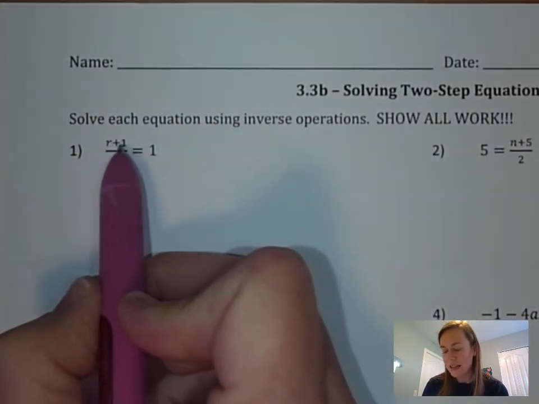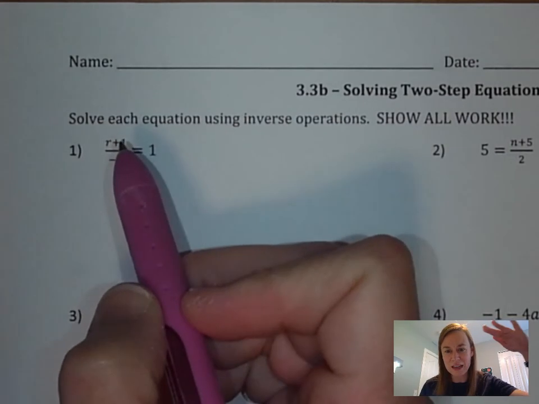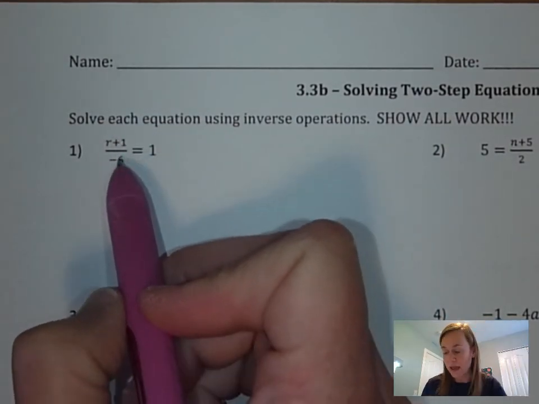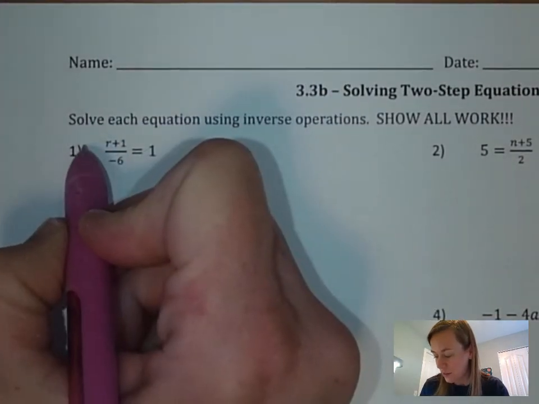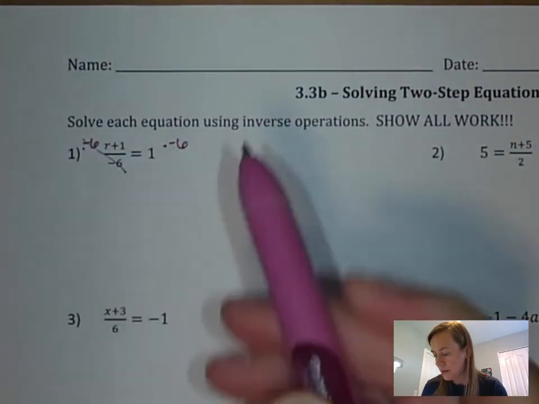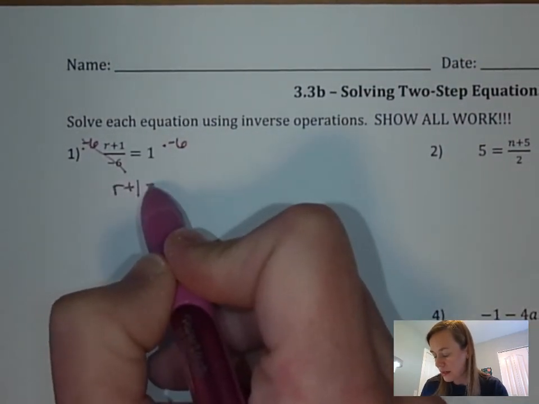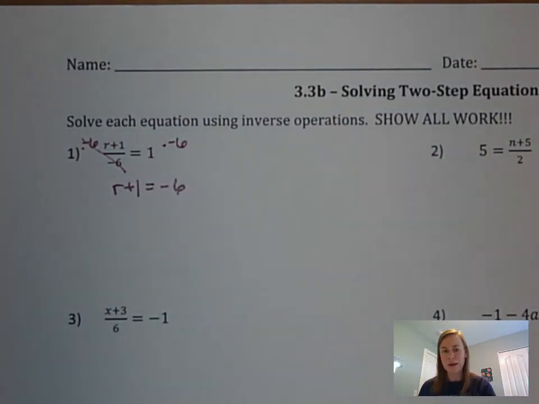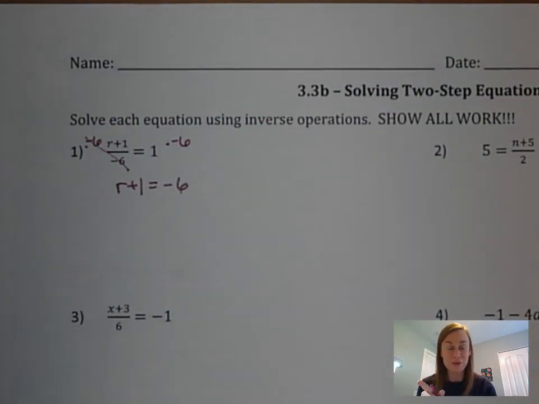Yes, we cannot take apart the r plus 1 because they're stuck together in that numerator of the fraction up there on top. We can't take it apart, so we have to get rid of the 6 first. And we're going to do that by multiplying through by negative 6. So those will cancel, and you're left with r plus 1 equals negative 6. Okay, I'm going to let you guys finish solving that one on your own.